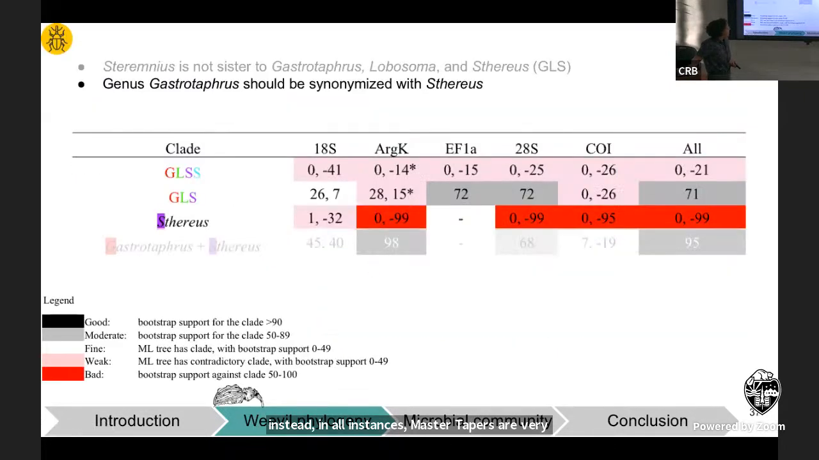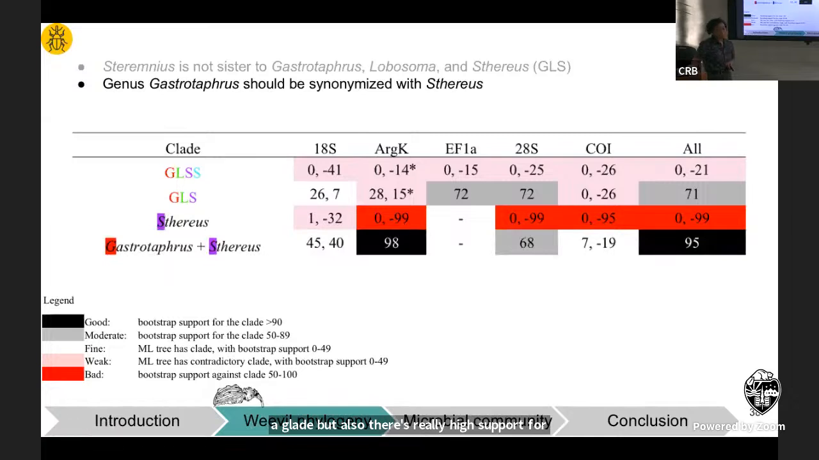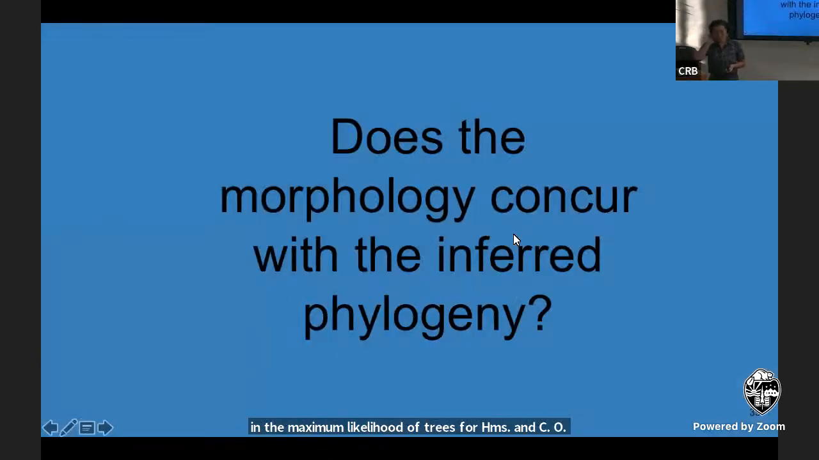Let's take a look. And so we see that in all genes, not only is Asterias not a clade, but also there's really high support for a contradictory clade. And that contradictory clade includes Gastrotaphrus, and we're pretty confident about that. So high bootstrap support in at least 1 gene, and then supportive in all genes. It's in the maximum likelihood trees for 18S and CO1, and moderately supported in 28S. Okay, cool. We found some things.